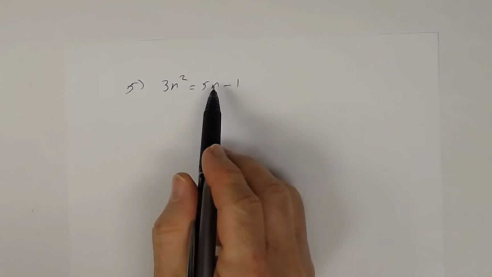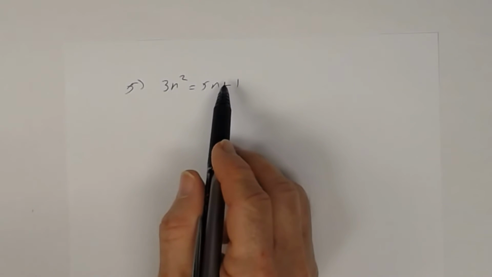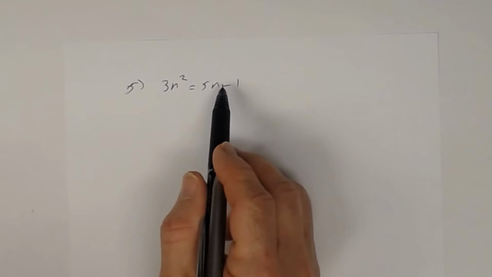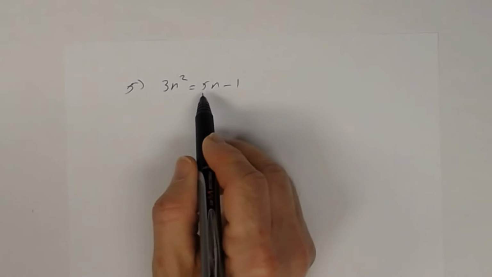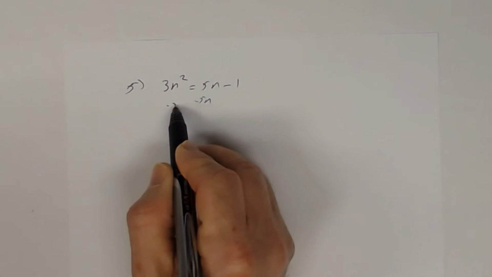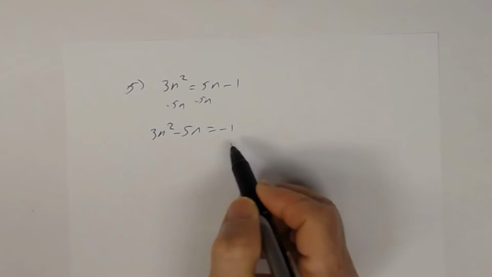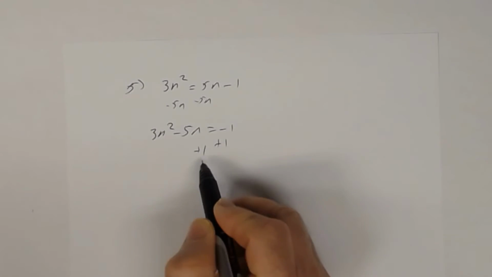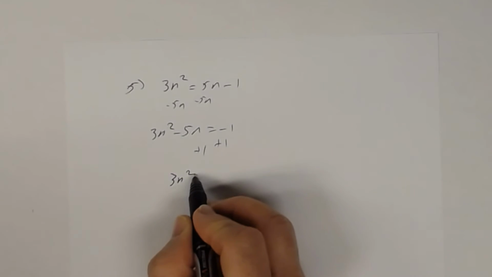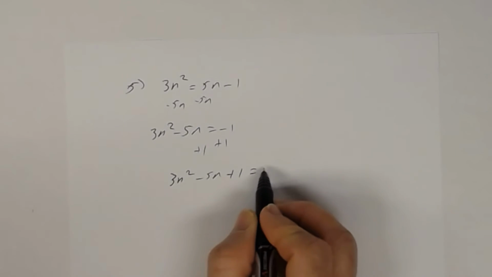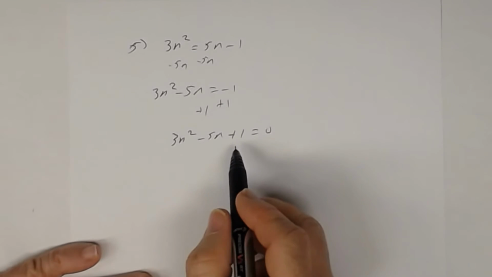So I have this quadratic equation. If I'm going to use the quadratic formula, I need to make sure that all the terms are on one side. So I'm going to subtract 5n from both sides first. So I get 3n squared minus 5n equals negative 1. Then I'm going to add 1 to both sides. So I get 3n squared minus 5n plus 1 equals 0. All right, it's in descending order.